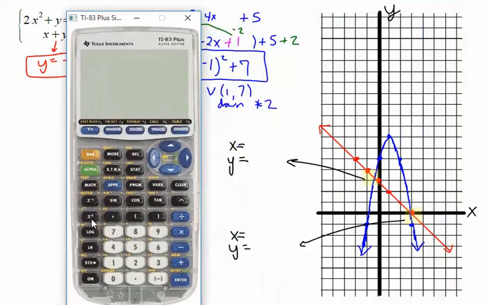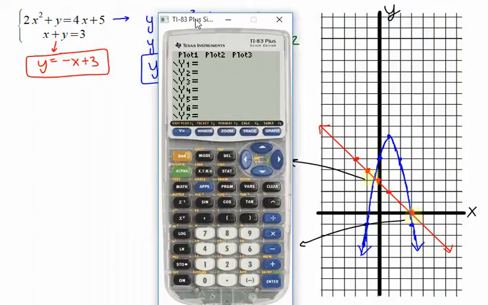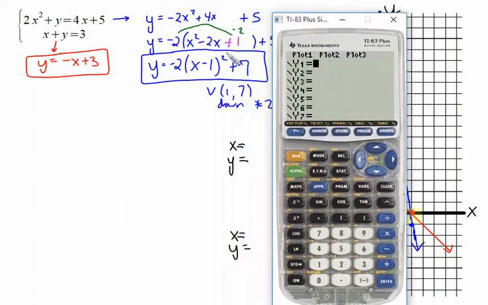So when we go to figure out what the values actually are, we go into our y equals, and we're going to type the equations as they were. So on the one hand, I've got negative 2x squared plus 4x plus 5. And for the other, we have negative x plus 3.